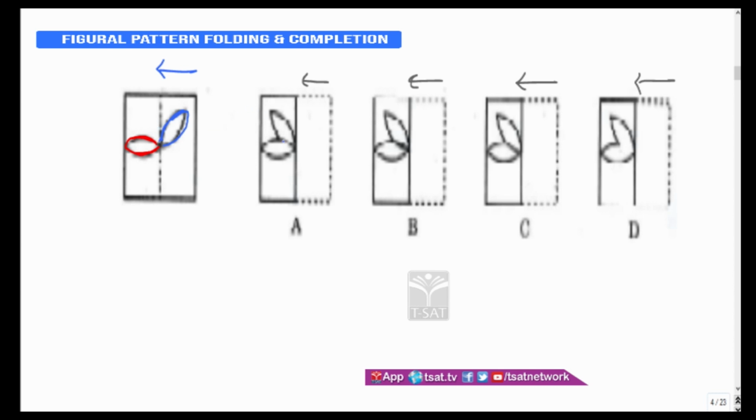Why? Because you see option A. In case of option A, this lower leaf is clearly visible. Whatever leaf that is overlapped, here you can see there is no overlap. Here there is no overlap, right?